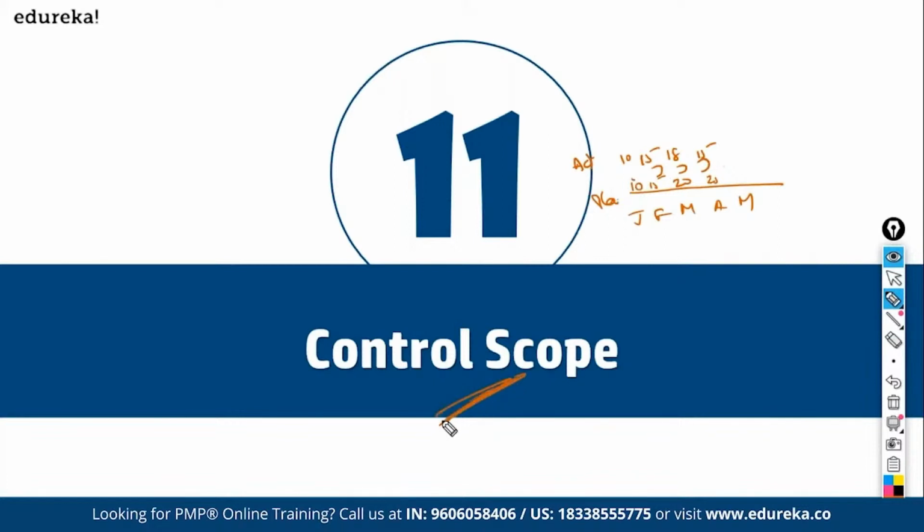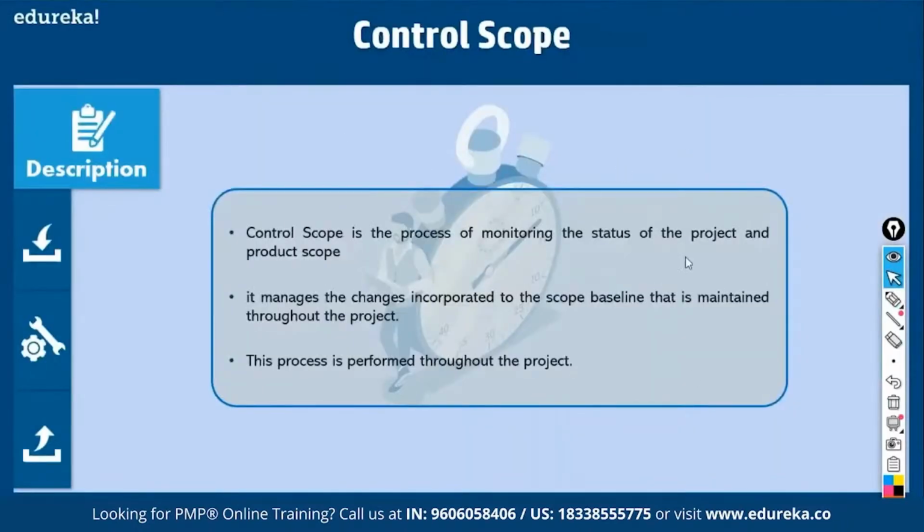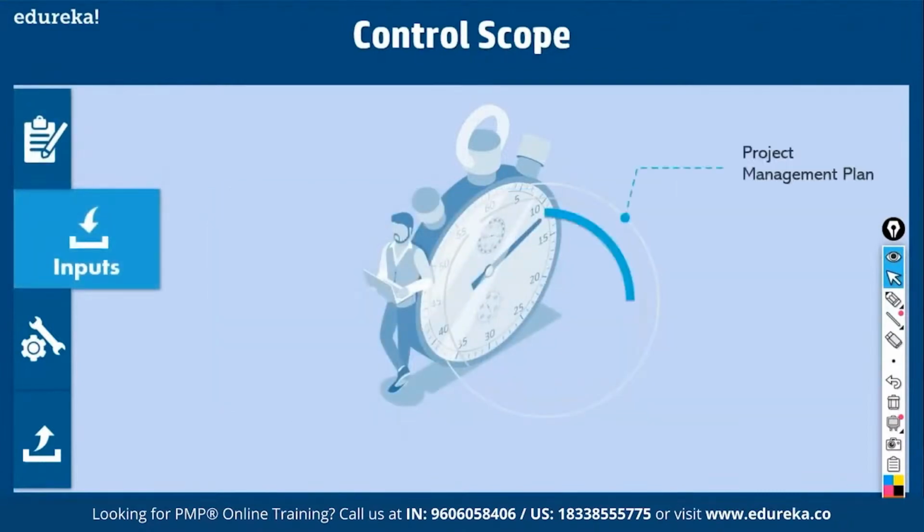So you control scope, you compare what happened. Did I deliver? Did I over deliver? Did I under deliver? Why did it happen? You analyze it. That is called control scope. Let's analyze this process. It is the process of monitoring the status of the project and product scope. In other words, how much have we delivered? That's all, right? What are the inputs? Project management plan, and within that, the scope management plan. Project documents. What are project documents? Requirement documentation. For example, in the month of March, we are doing variance analysis. We should deliver work packages. How much have we delivered?